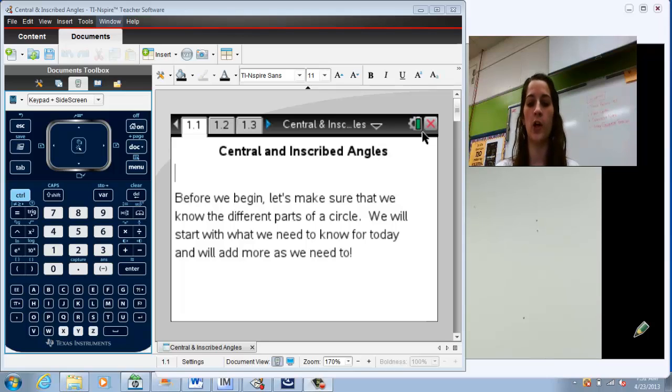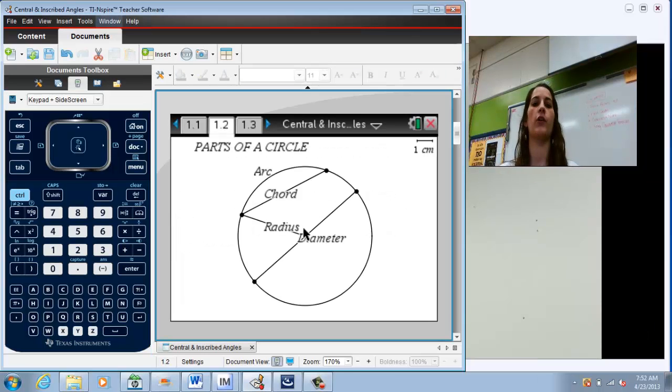So if you look in your packet, you should see a circle geometry chart with the type of angle, the diagram that you're going to need to draw, the written definition, which is fill in the blank, and the formulas with the angle. So if you flip that over, you can start to look at the parts of the circle.